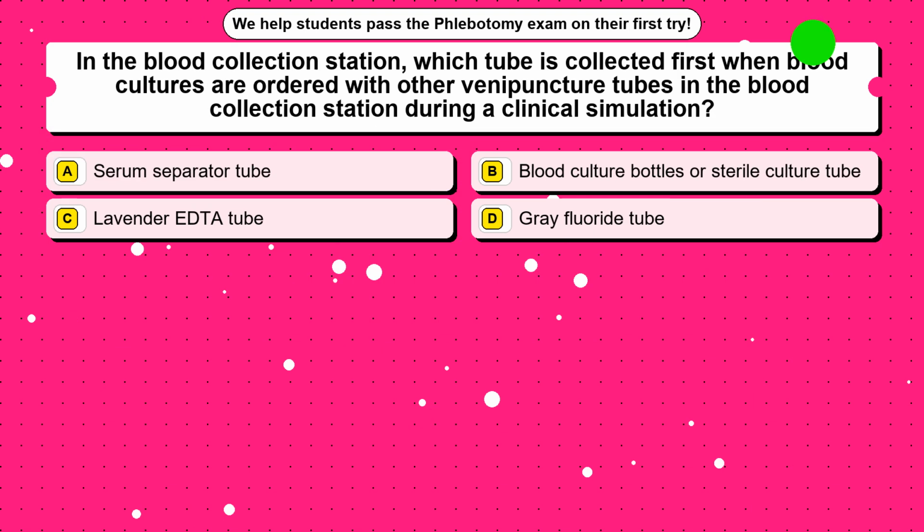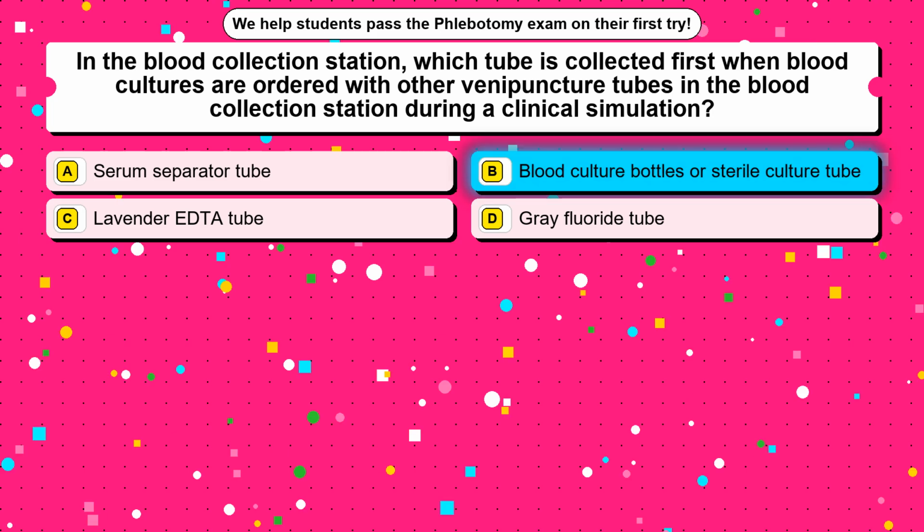Question 30. In the blood collection station, which tube is collected first when blood cultures are ordered with other venipuncture tubes during a clinical simulation? Option A. Serum separator tube. Option B. Blood culture bottles or sterile culture tube. Option C. Lavender EDTA tube. Option D. Gray fluoride tube.